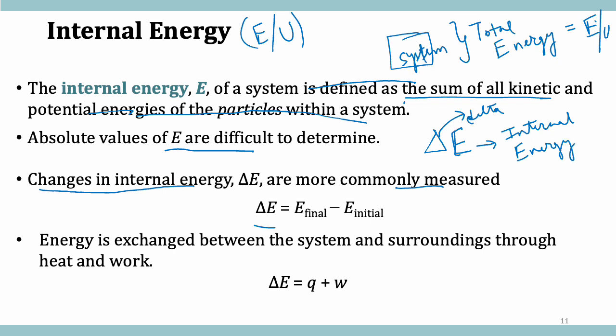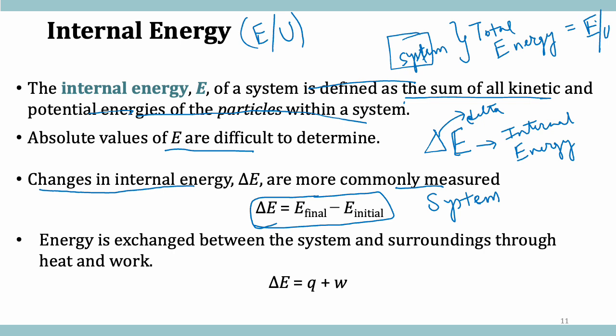Always delta E is going to be E final minus E initial. The final energy of your system minus the initial energy of the system. And always remember, we are only interested in the system. We are not talking about surroundings. That is why it's called the system, whatever you're interested in. So change in internal energy is going to be total E final minus total E initial.